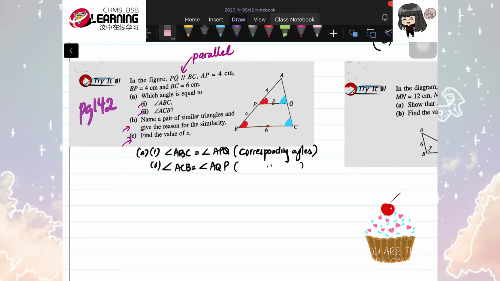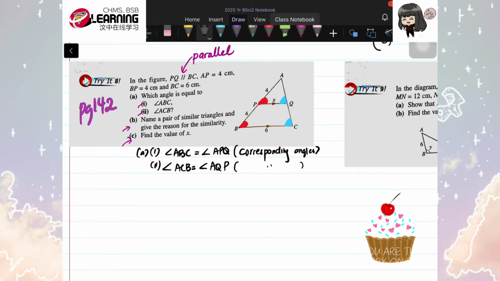So in the figure, PQ is parallel to BC. The symbol is for parallel. Which angle is equal to angle ABC? The angle ABC, the red one, is equal to angle APQ. Angle ABC equals angle APQ. It is equal because of corresponding angles.